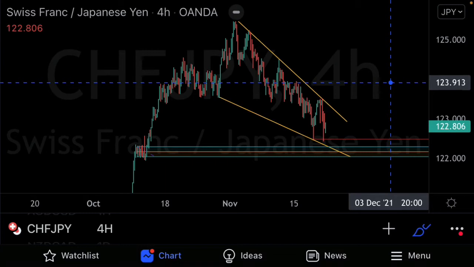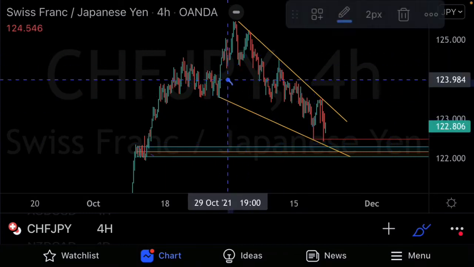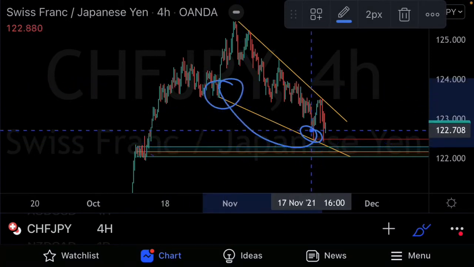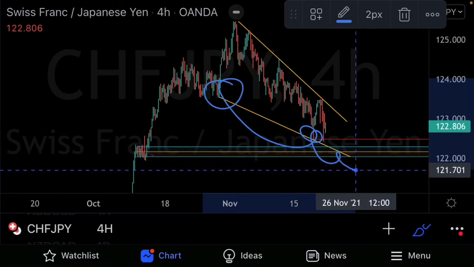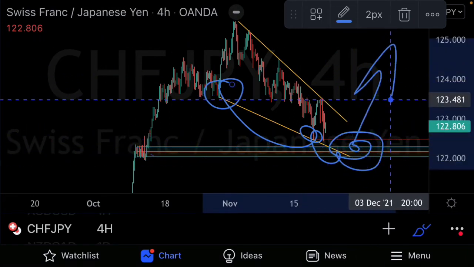Now what we can see about this structure, guys, is that we've had our descending structure that has given us a first touch in this area, second touch in this area over here, and we can obviously expect prices to come terminate with our third touch at our support region over here for our bullish biased momentum.